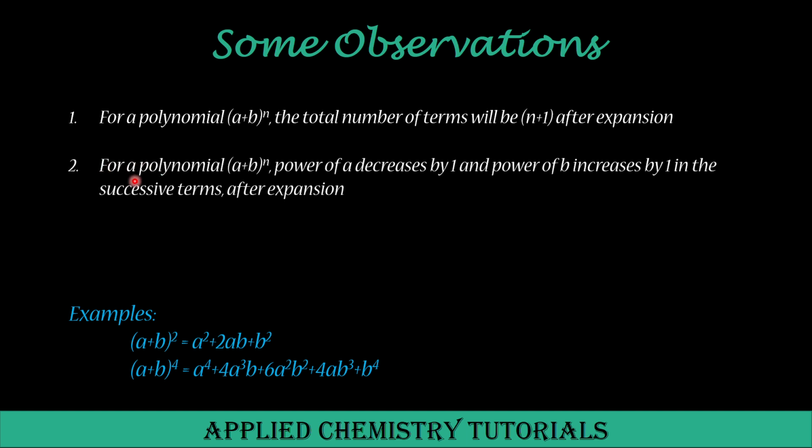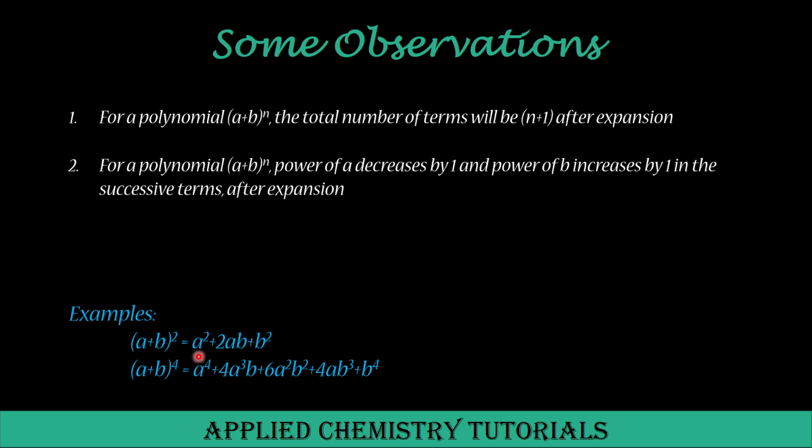Now the second observation is that for a polynomial (a + b)^n, the power of a decreases by 1 and the power of b increases by 1 in the successive terms after expansion. We can see it here for (a + b)^2 = a^2 + 2ab + b^2. Here the power of a is 2. In the next term the power of a is 1. In the third term the power of a is 0.